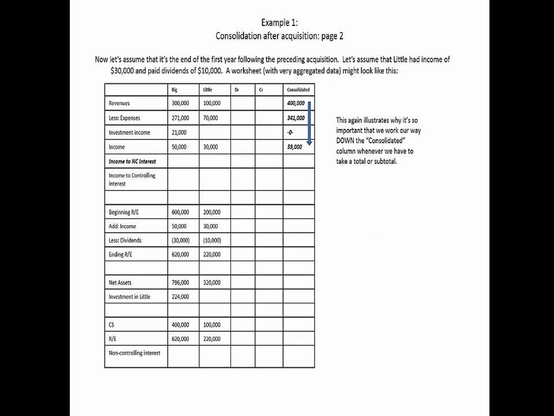That's why it's so important that whenever you come to a subtotal or a total on the consolidated income statement or balance sheet, you need to work your way down the consolidated column. So combined or consolidated revenues $400,000 less combined or consolidated expenses of $341,000 equals consolidated income of $59,000.